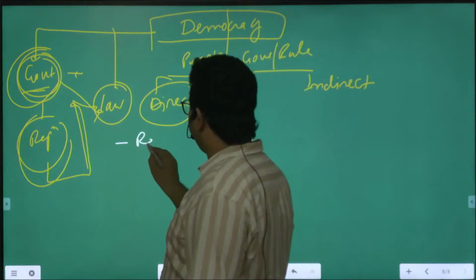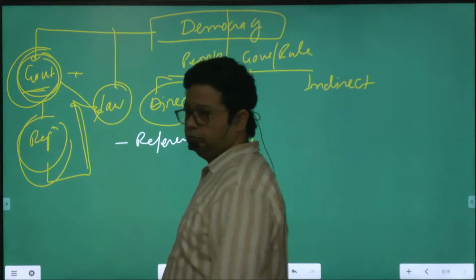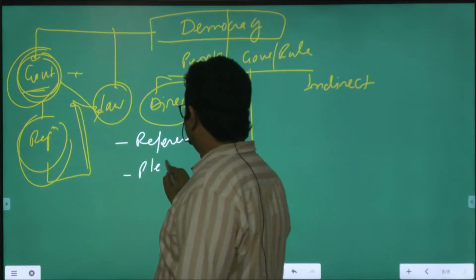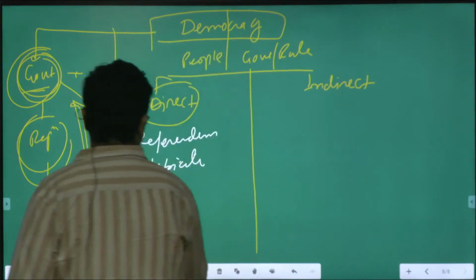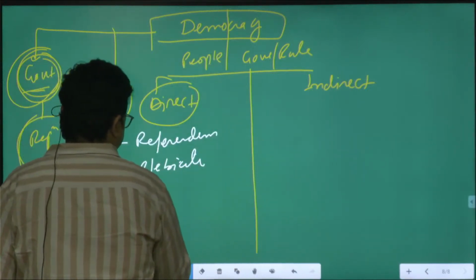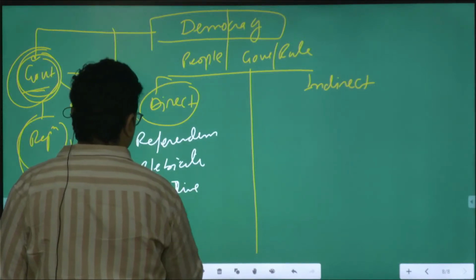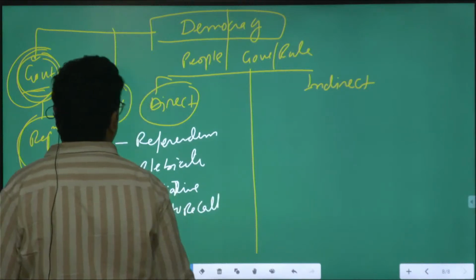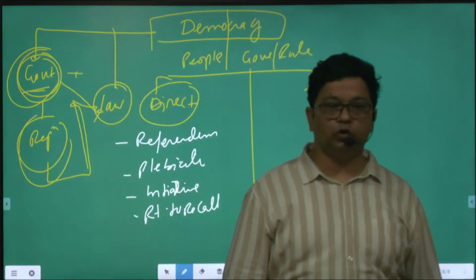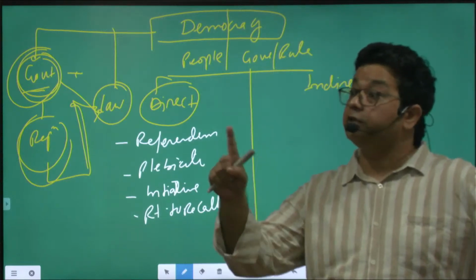One is referendum. One is plebiscite. One is initiative. And one is right to recall. So these are the four tools through which direct democracy is practiced. Now what does referendum mean?